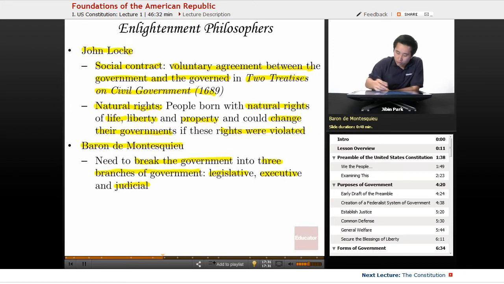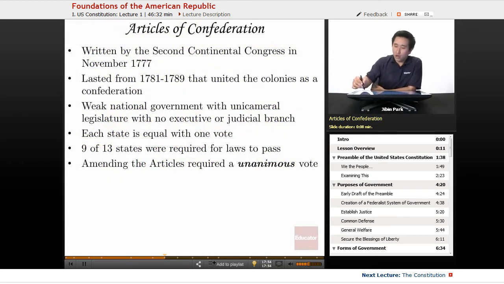So, what are the three branches of government? You have a bicameral legislature, you have Congress, divided into the House of Representatives and the Senate. You have a singular executive branch, and you have a judiciary. So again, these are two of the philosophers that came in handy when deciding how to go about crafting a constitution. So the Articles of Confederation.